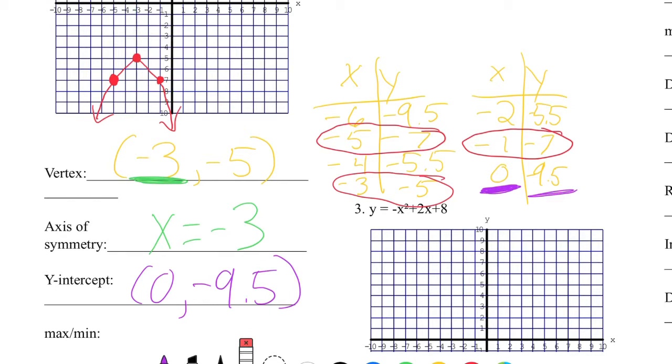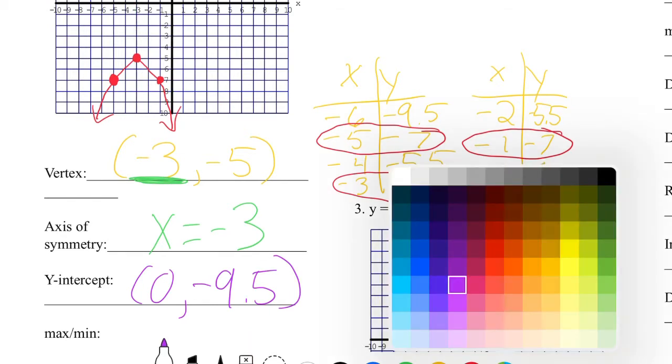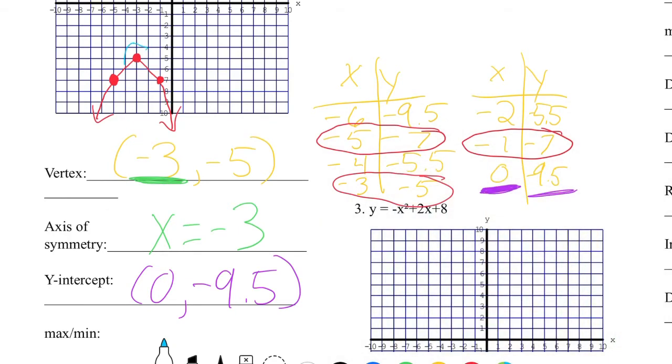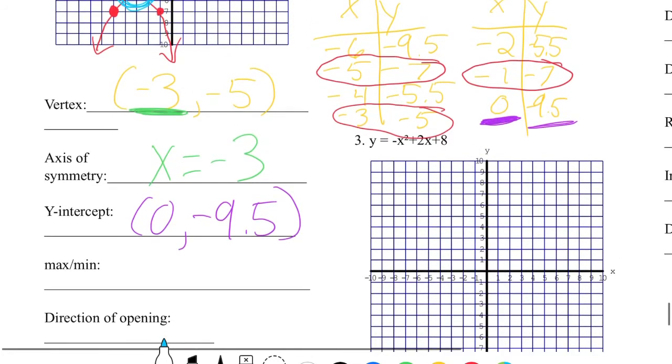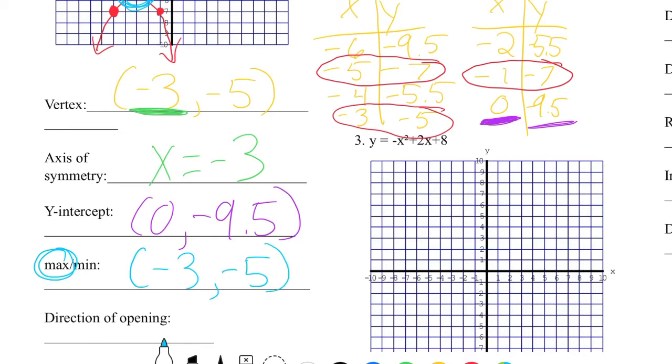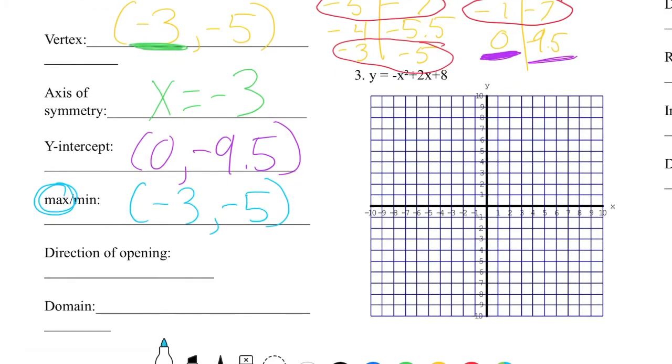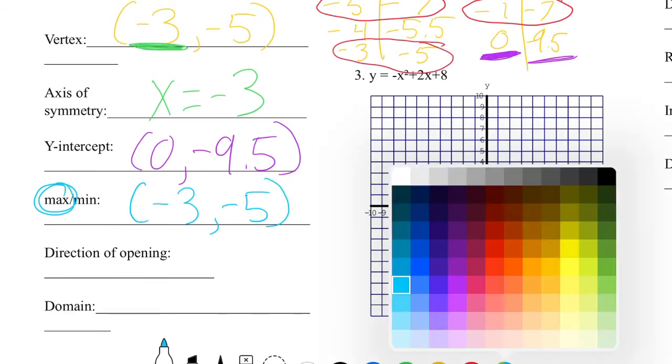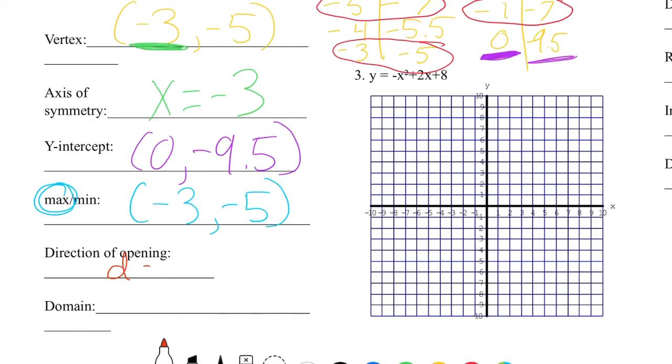Looking back at our graph, do we have a min or a max? We have a max. We can pinpoint our tallest or biggest point. We cannot pinpoint our lowest point because the graph keeps going down forever. So we have a max, and our max is going to match whatever our vertex was. Does the graph open up or down? It opens down. So that would be the answer there.